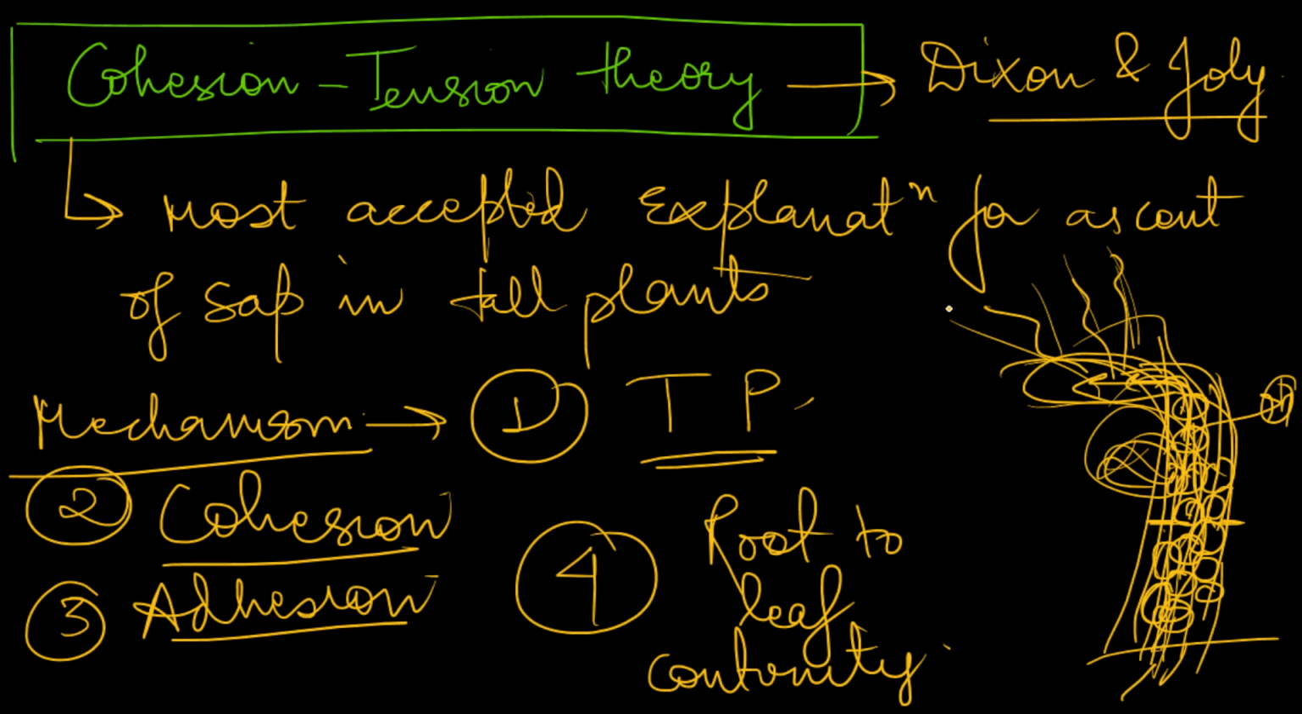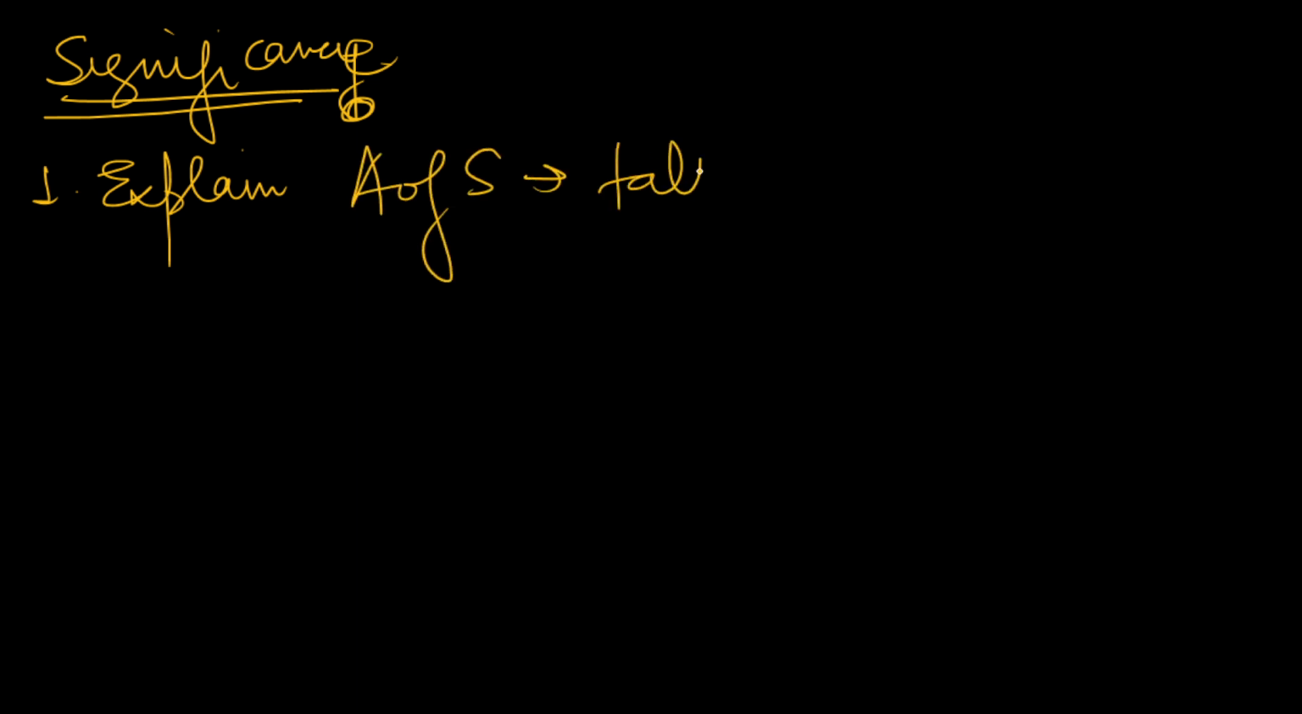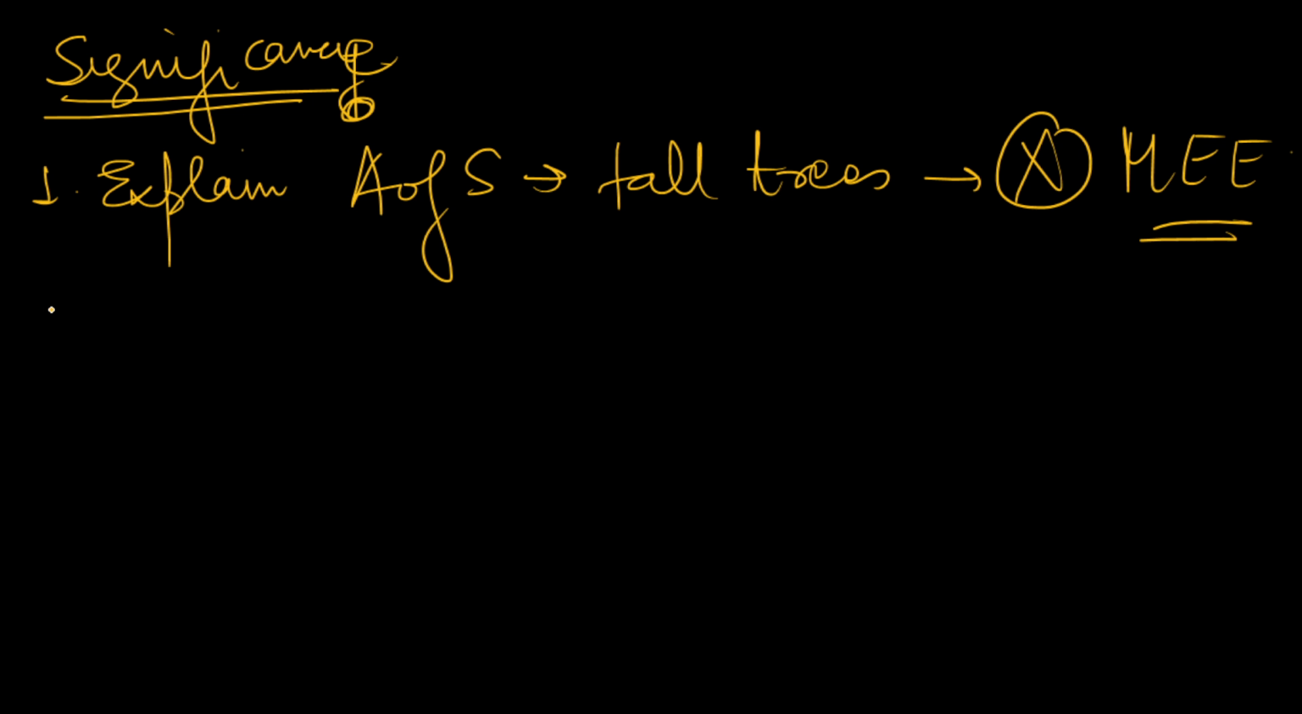Now you can also write some significance and limitations of cohesion tension theory. What is the significance? This theory explains ascent of sap in tall trees without expenditure of any kind of energy, without metabolic energy expenditure. So this is the first significance.